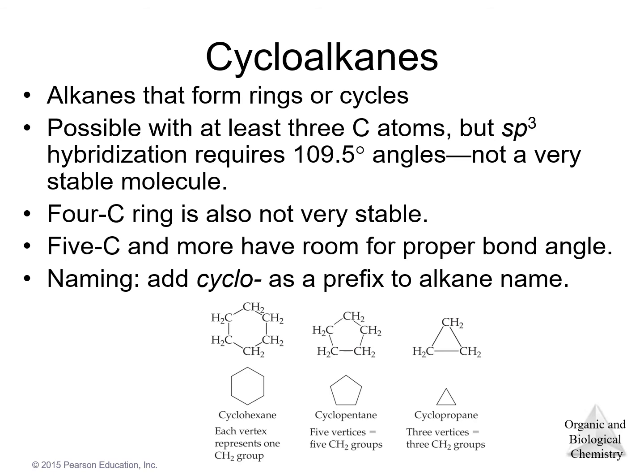Now you can have cycloalkanes, and they form rings or cycles. They have to have at least 3 carbon atoms, but sp3 hybridization will require 109.5 degrees. It's not very stable. Now, 4 rings are also not very stable, but the 5 ring has more room for proper bond angle. And what you have to do is add cyclo as a prefix to the alkane name. So you've got cyclohexane, cyclopentane, cyclopropane.